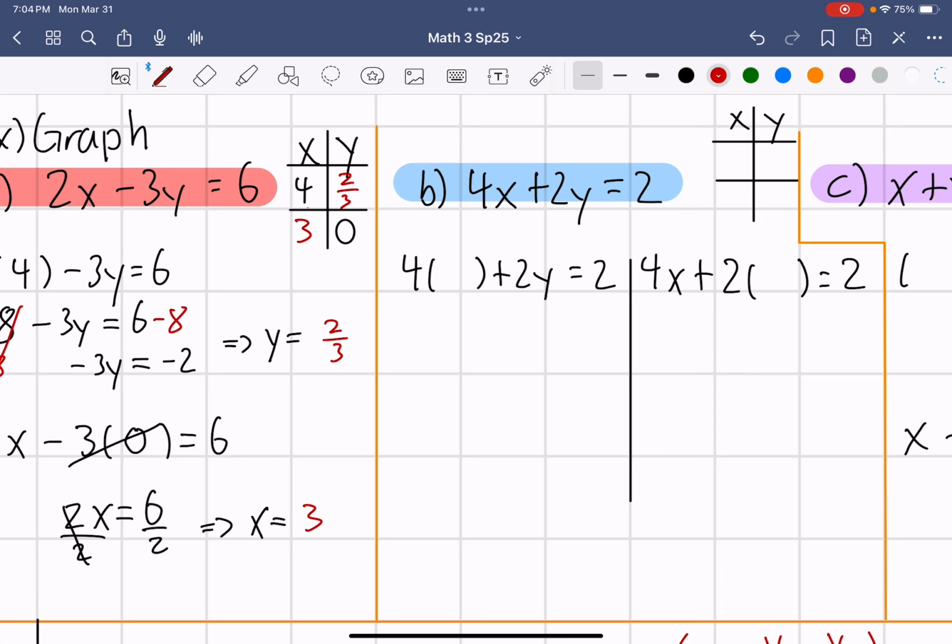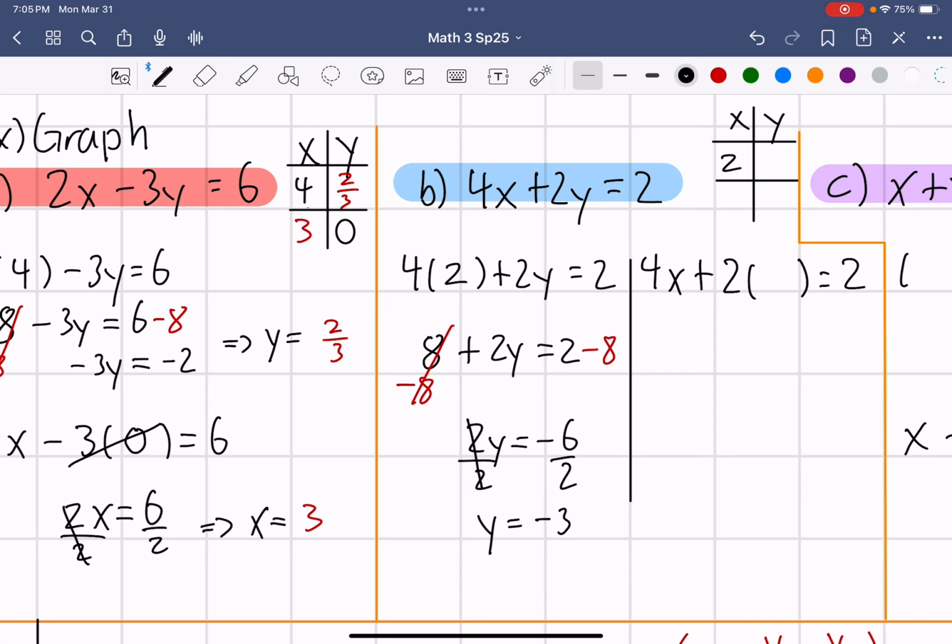Now, let me write it out. So let's try 2 for the x. So I'm going to plug in 2 here for my x. That's going to give me, once again, 8 plus 2y equals 2. I'm going to subtract 8 on both sides to balance the equation. That's going to give me -6. I'm going to divide both sides by 2 to isolate my y value. That's going to give me -3 as my corresponding y value.